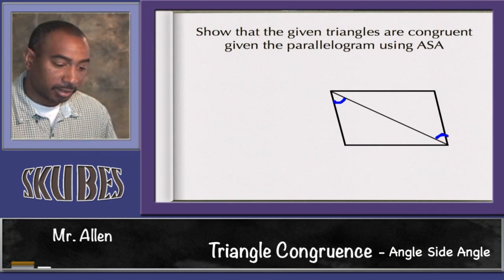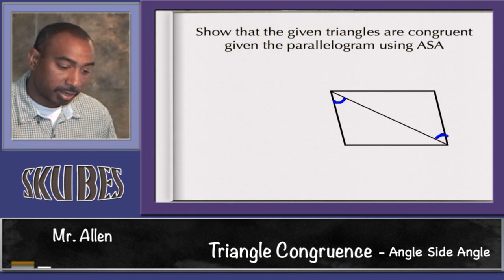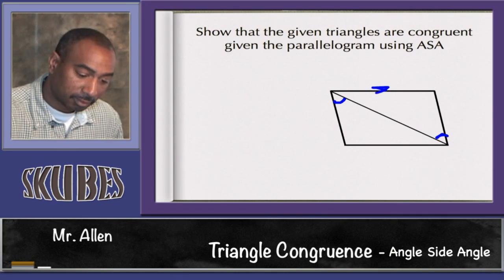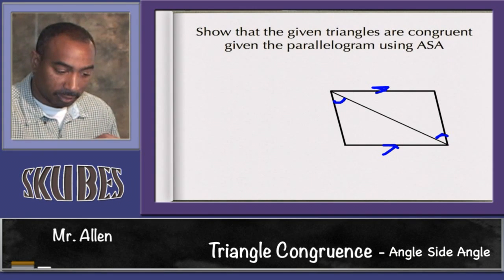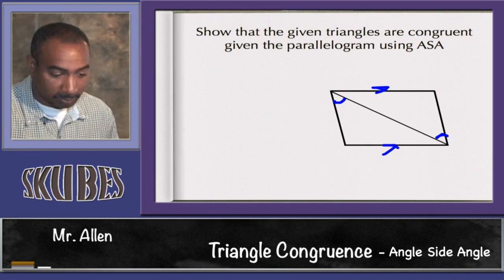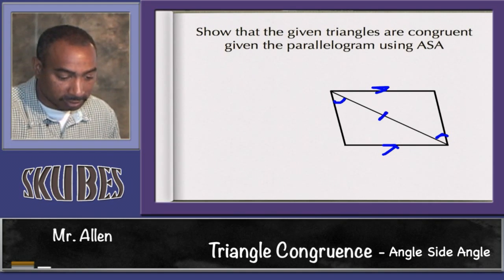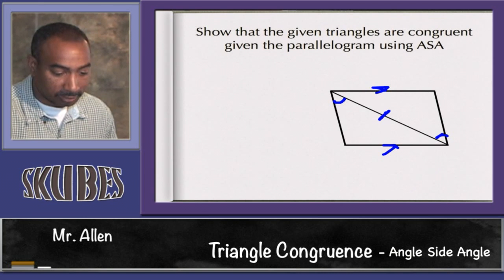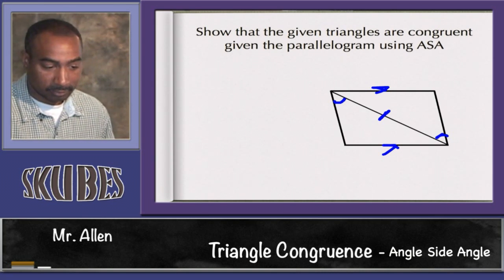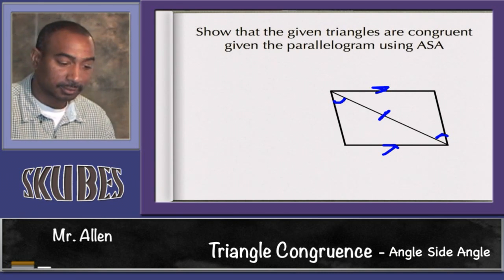are alternate interior angles. Alternate interior angles of a parallelogram are congruent. The diagonal is part of both triangles, so by the reflexive property, it has to equal itself. Therefore, I establish angle, side, angle. Therefore, these two triangles are congruent.